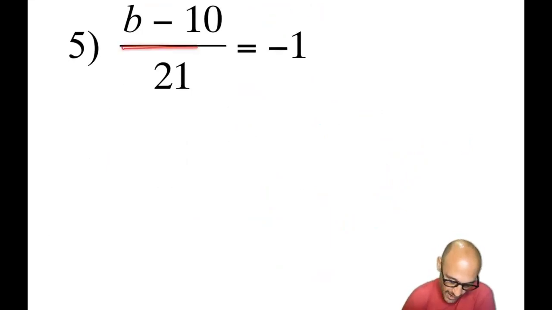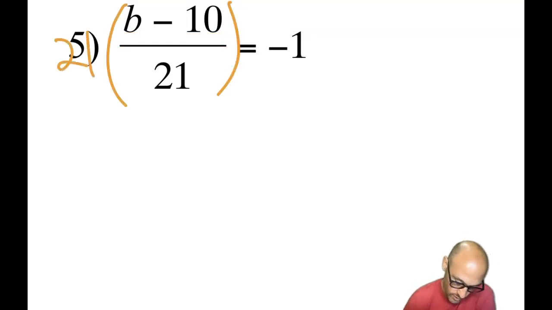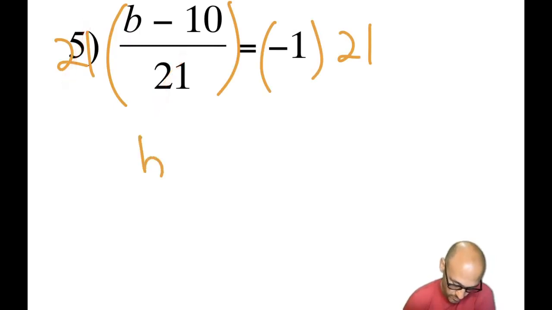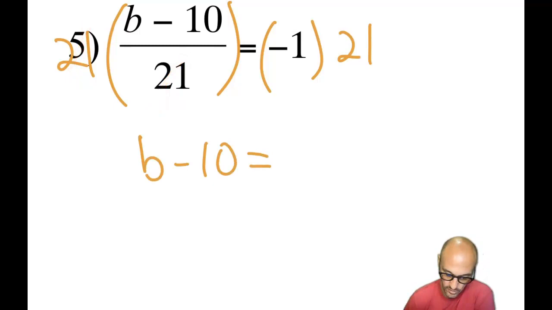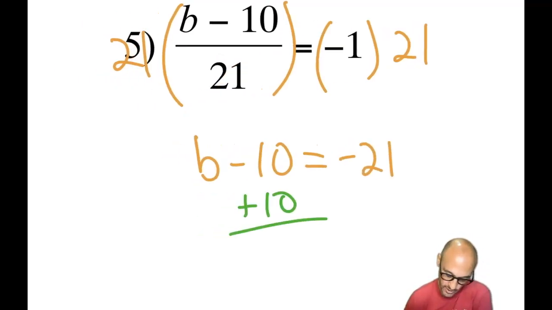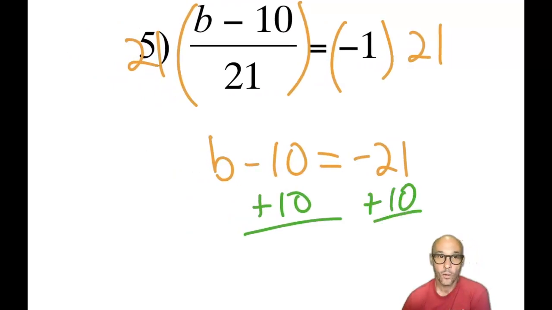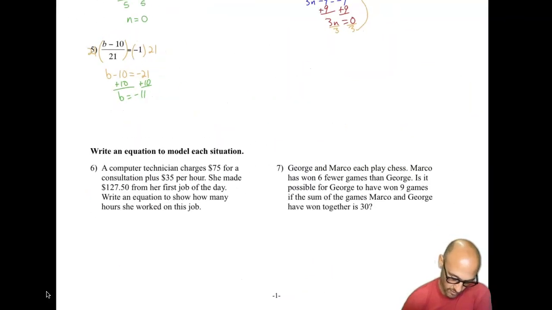All right, now when we're dividing by 21 on this left-hand side, we have this entire thing right here that's being divided by 21. So if we multiply both sides by 21, those cancel out, and we're just left with the b minus 10 on the left and negative 21 on the right. Adding 10 to both sides, we get b is equal to negative 11. All right, so that's it for the solving for now.